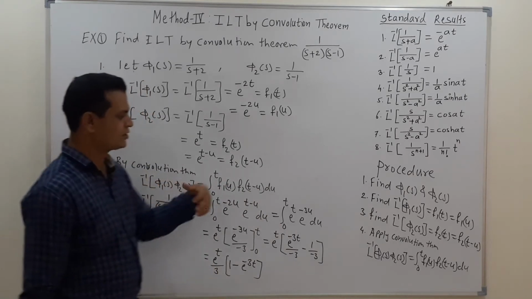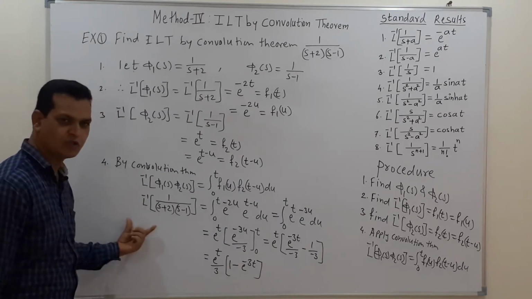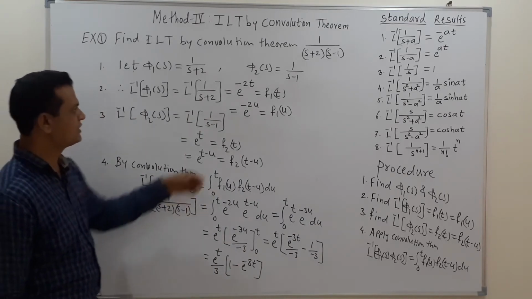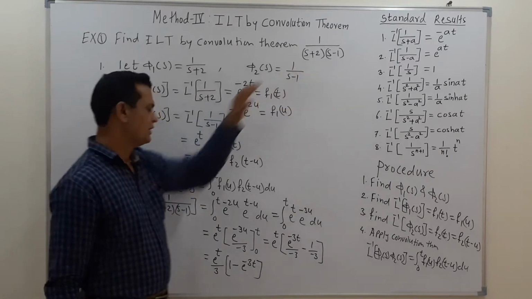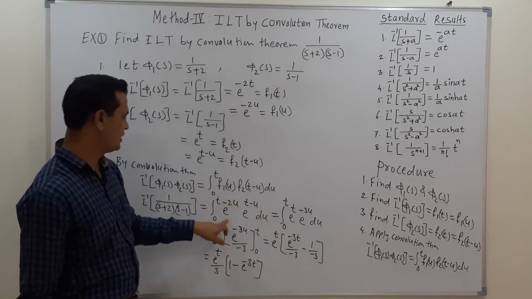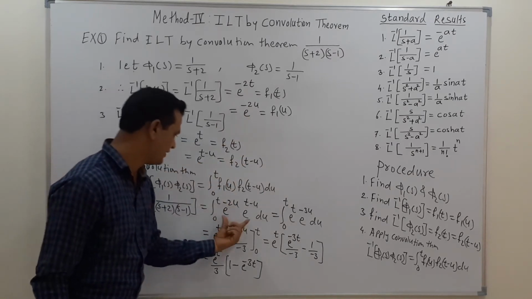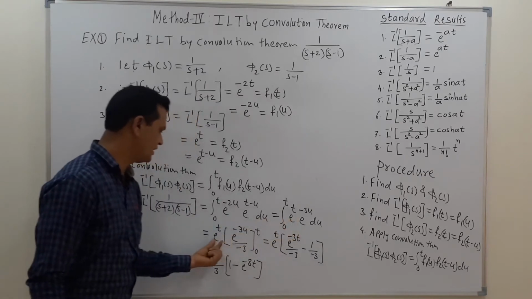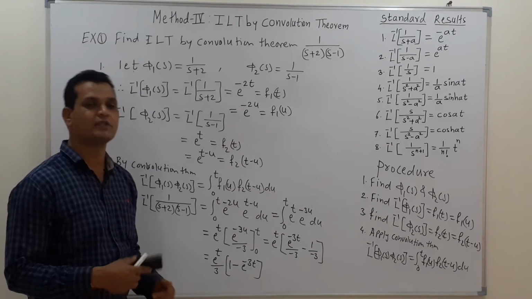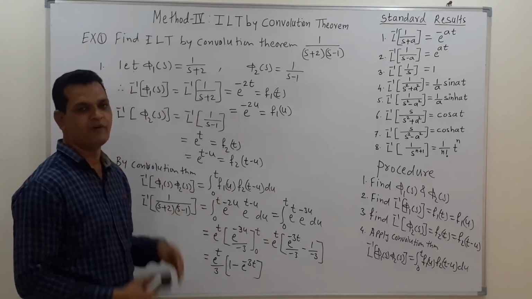Then the fourth step is to apply the convolution theorem. So now here we apply the convolution theorem. We put the value of phi 1 and phi 2, which is the original function. Now f1 of t means this is e raised to minus 2t, then f2 of t is e raised to t minus u. After taking this term, take the constant e raised to t outside the integration, find out the integration of e raised to minus 3u, then put the value of the upper limit and the lower limit, and we will reach the final answer.